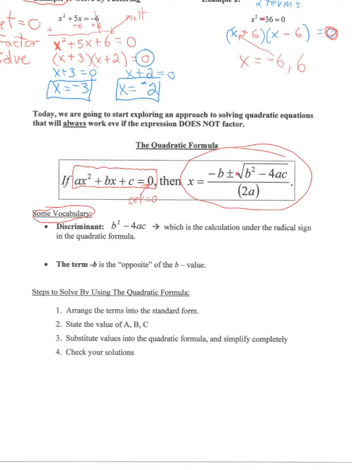We have this square root symbol, and we're going to use our calculator when we need to simplify that square root. And we see that there's a calculation under that square root. That square root calculation tells us a lot. In fact, we call it a special name. It's called the discriminant, and it's the b squared minus 4ac, which is the calculation under the radical sign.